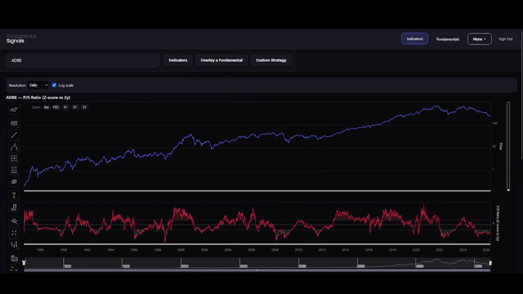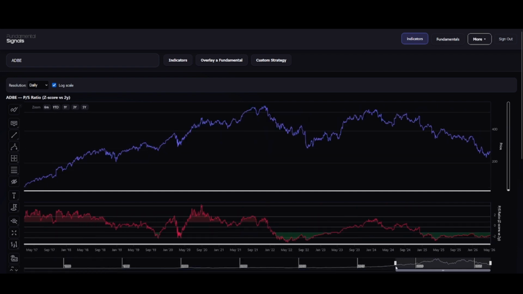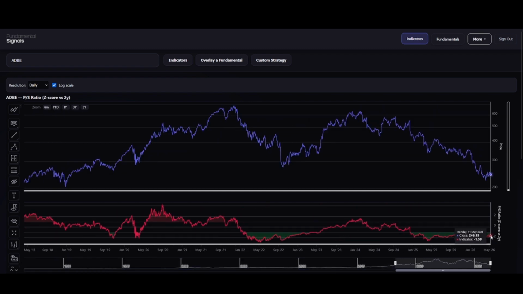Right now, this indicator is sitting at negative 1.58. Now, it stayed here for a long time. It's been here since December 2024. It's been more than a year.